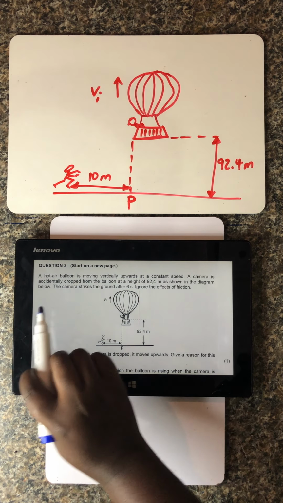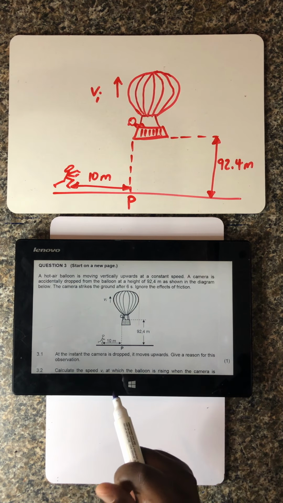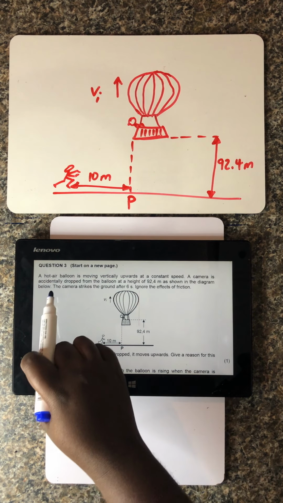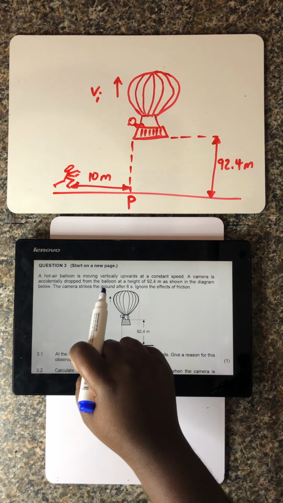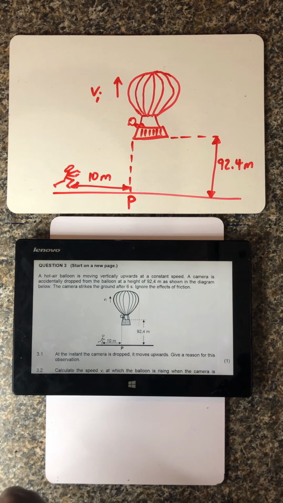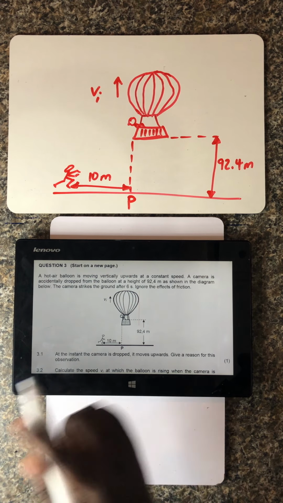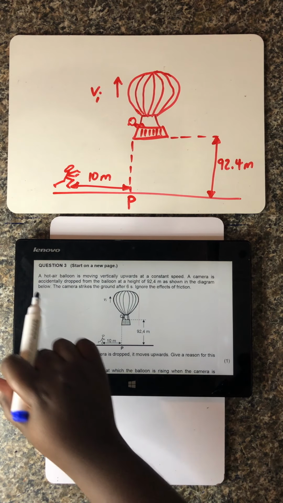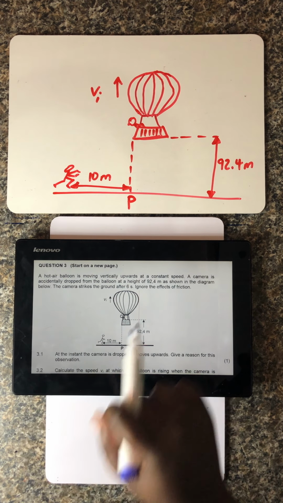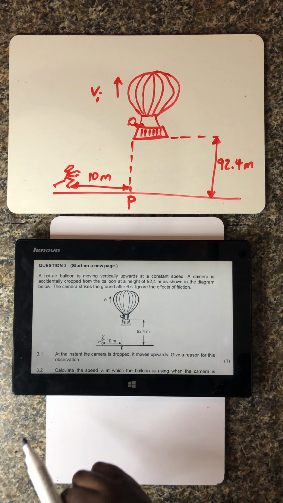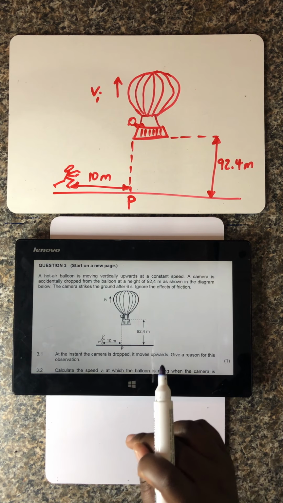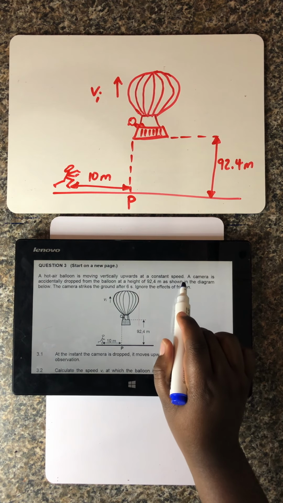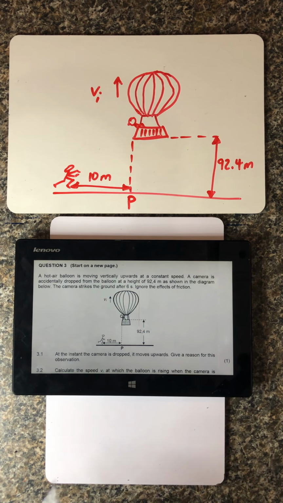So I'll just read it for the last time so you can just listen, and then from there we'll quickly analyze that diagram. So a hot air balloon is moving vertically upwards at a constant speed. Ladies and gentlemen, it's very important that you note down this type of information. Out of that sentence, what matters the most is for you to understand that you've got a balloon which is moving vertically upwards at a constant speed. Very important, ladies and gentlemen.